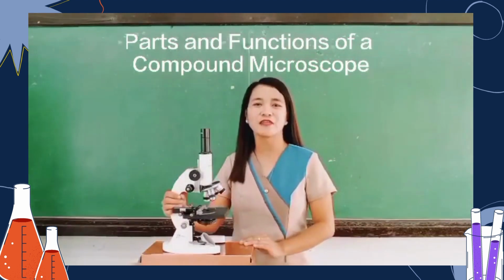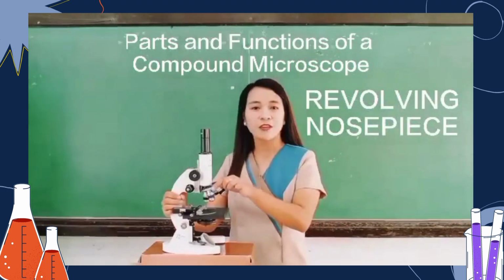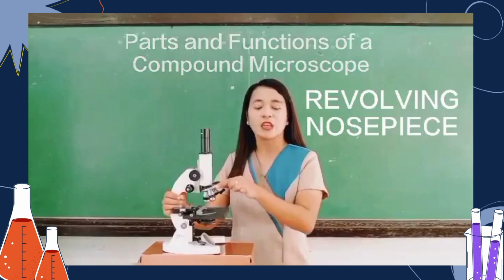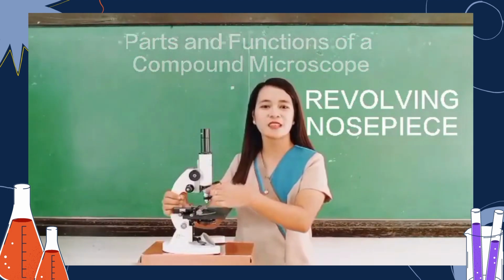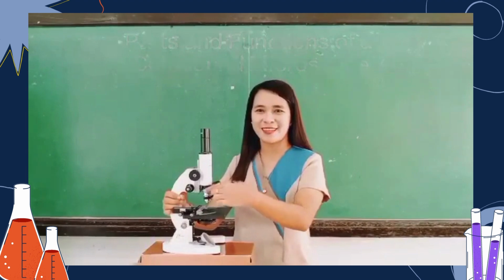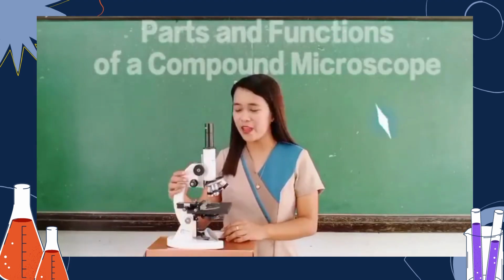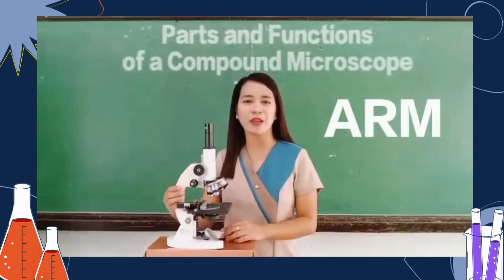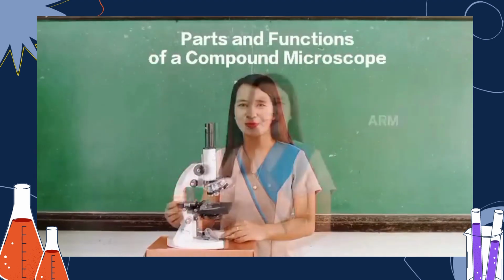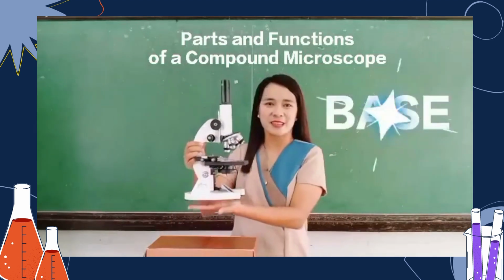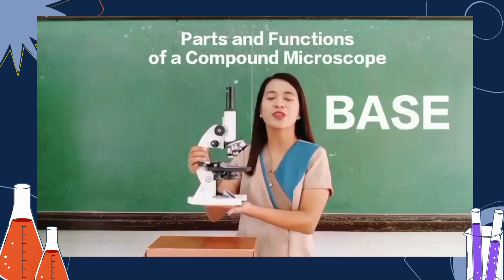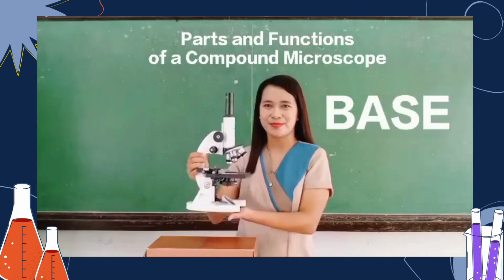The next part is the revolving nose piece. The revolving nose piece is located at the bottom of the body tube. It holds the objective lenses and it rotates to enable the magnification. The next part is the arm. The arm supports the upper parts of the microscope and it is used to carry the microscope. This is the base. The base supports the whole microscope and it is used to carry the microscope.